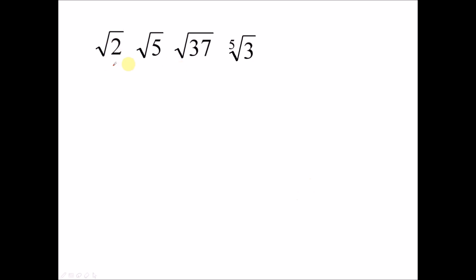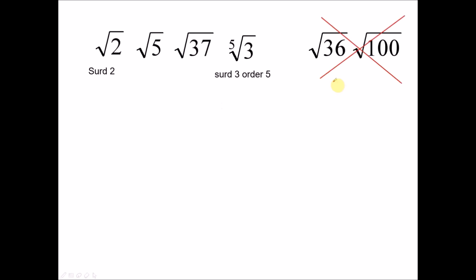And the square root of 2 can also be read as surd 2. And this will be surd 5, surd 37, and this one will be surd 3, order 5, if it is the fifth root. But not all radical numbers are surds. Radical numbers means numbers which have a root symbol with them. Not all of these numbers are surds. For example, the square root of 36 and the square root of 100 are not surds.